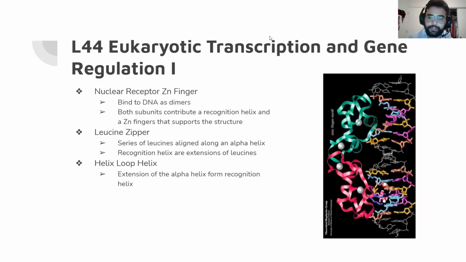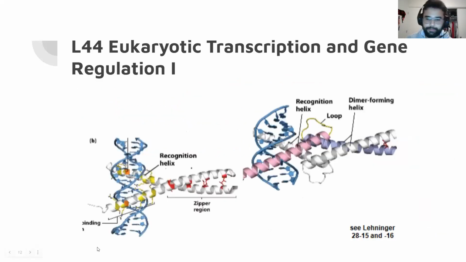Then we have our nuclear receptor zinc finger. This binds to DNA as a dimer, so both subunits contribute to a recognition helix and a zinc finger that supports the structure. Then we have our leucine zipper, which is just a series of leucines aligned along an alpha helix, and the recognition helices are extensions of the leucine. And we have our helix-loop-helix, which is the extension of the alpha helix from the recognition helix. So these are some of the pictures.